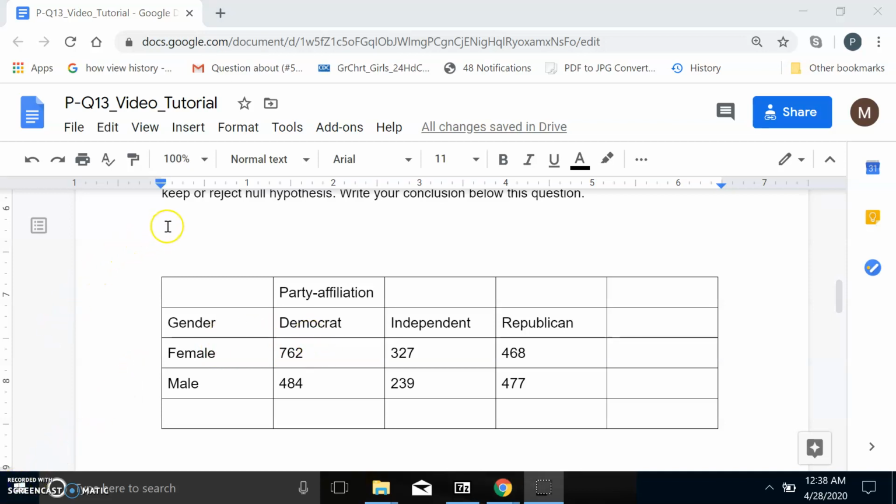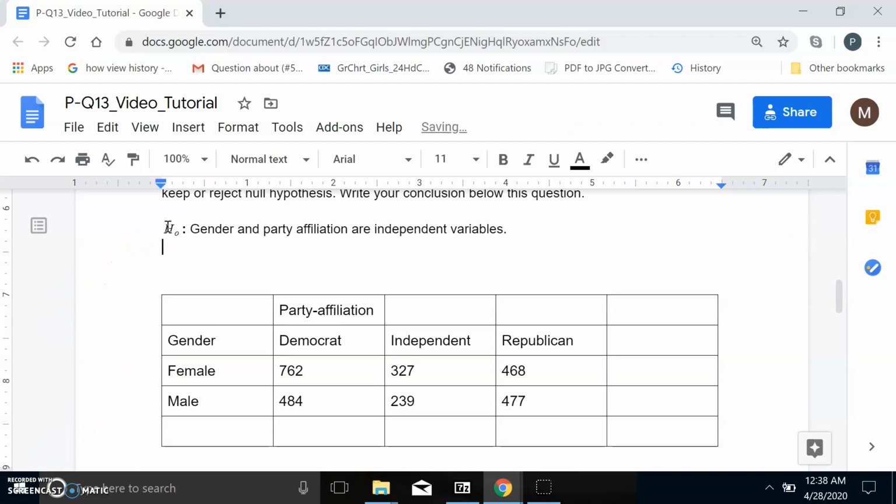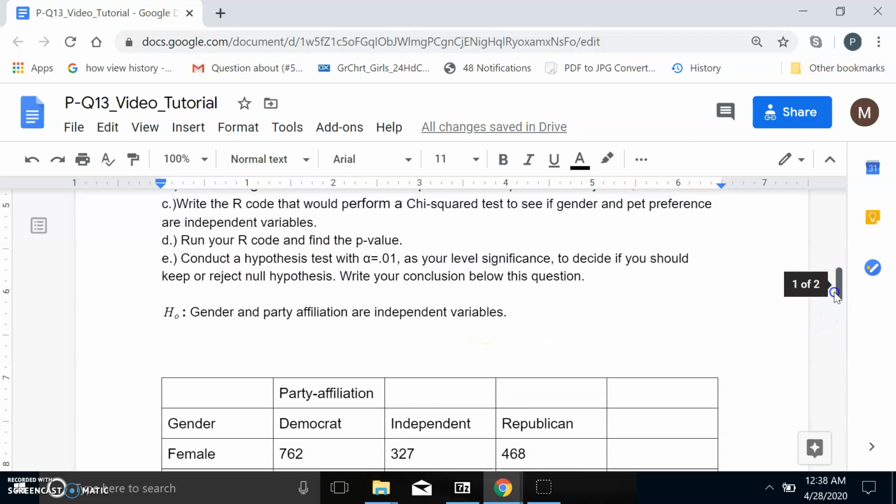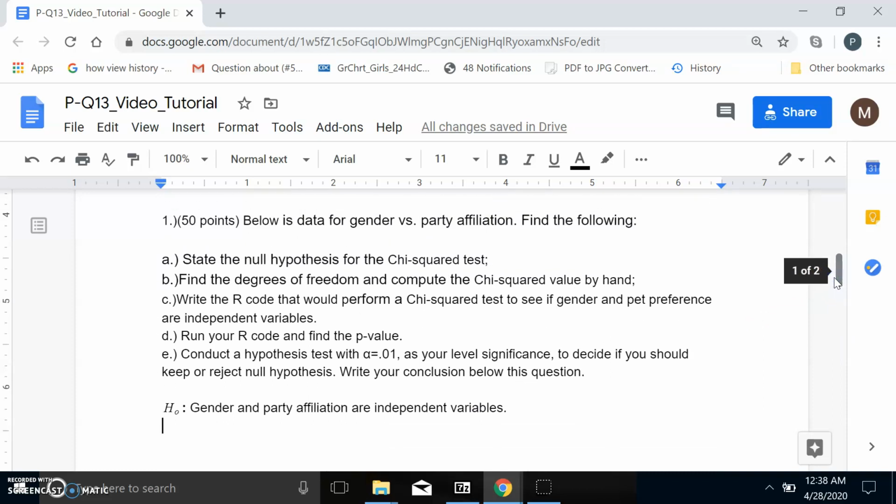The null hypothesis would be that gender and party affiliation are independent variables. So pretty much that females and males choose the different parties at the same rates. Okay, so that's part A done. Part B then says find the degrees of freedom. So let's talk about that for the chi-squared.